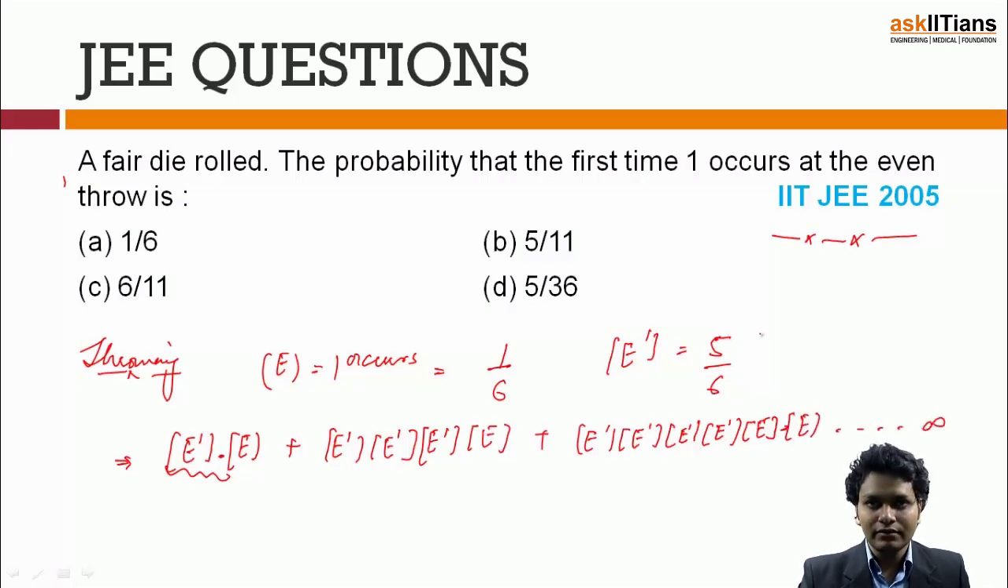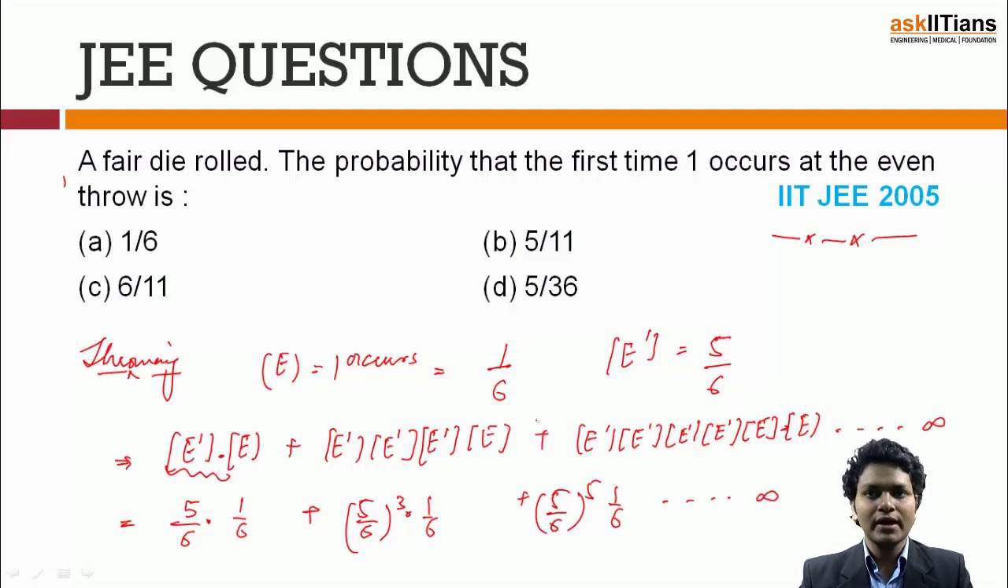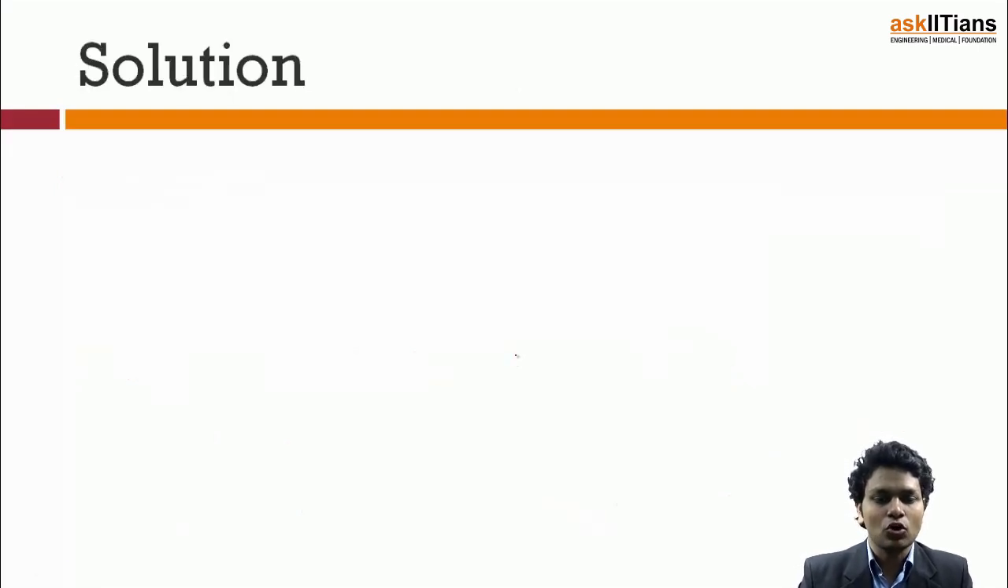So what we are going to have is a geometric progression of an infinite series. The value of E dash is 5 over 6, and the value of E is 1 by 6. This term is (5/6)^3 into 1 by 6. The second term is 5 over 6 into 1 by 6, and so forth. So what I can do is take 1 by 6 into 5 by 6 common out of it.